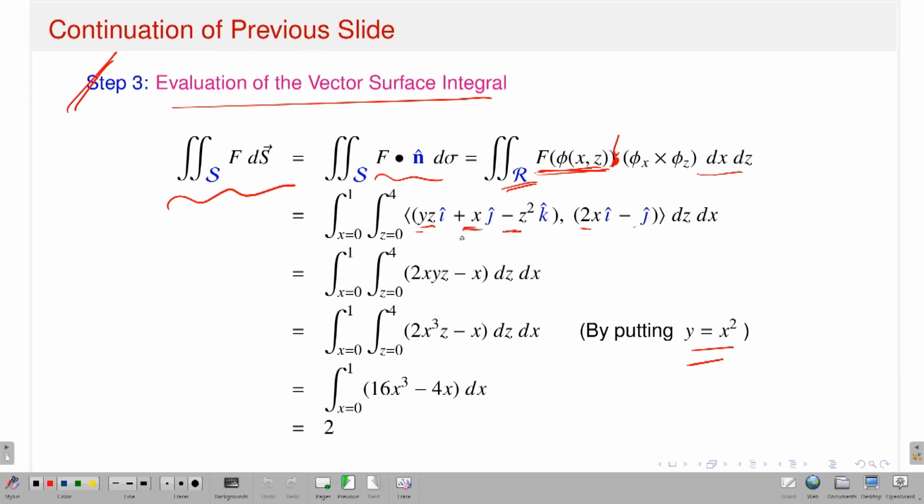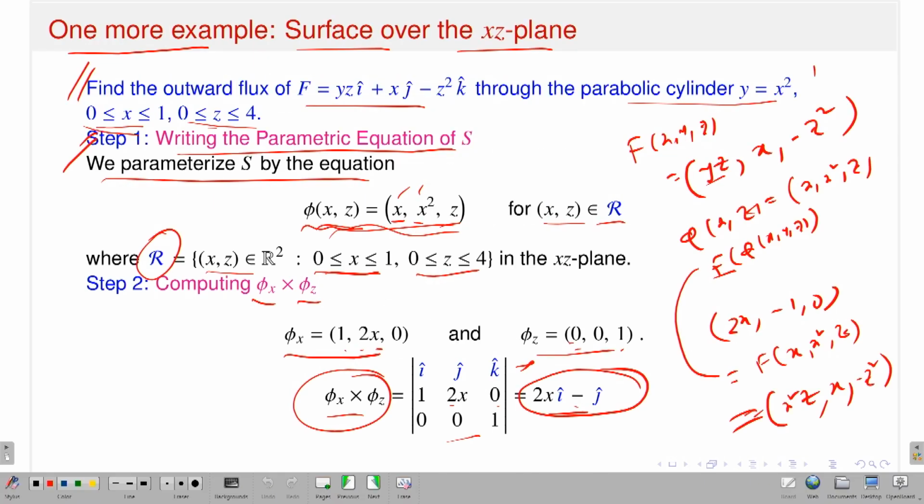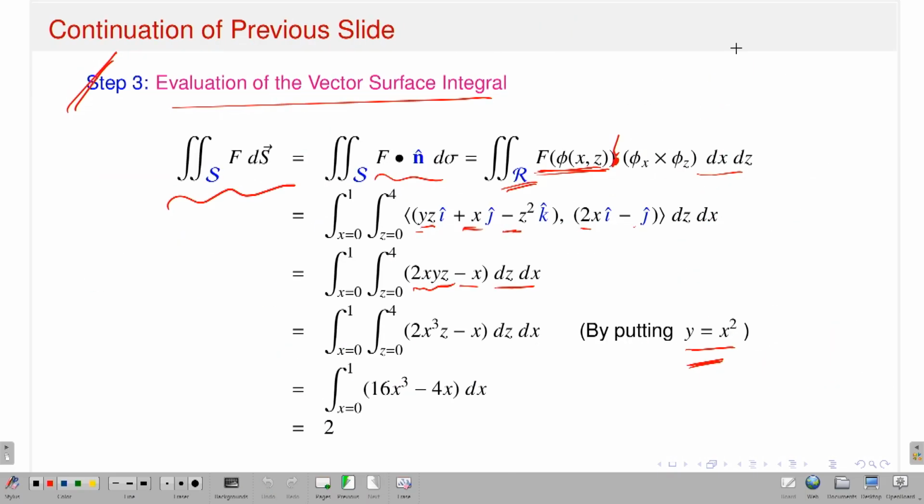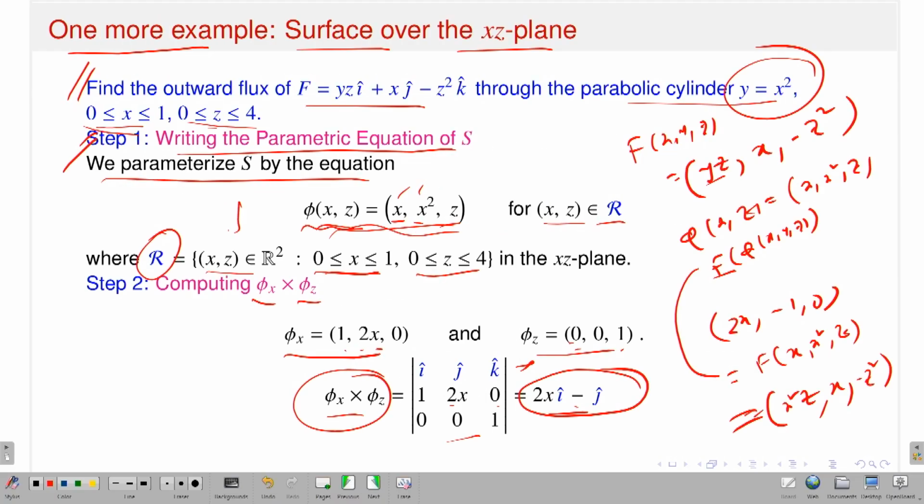Take the dot product. If I take the dot product, it is nothing but 2xyz minus x, dz dx, but this time y is equal to x square, which is already given. If I do that, it turns out that you have to perform this integral, where the integrand is 2 times x cubed z minus x, dz dx, and of course z runs from 0 to 4, x runs from 0 to 1, and that's how the parameterization is given.